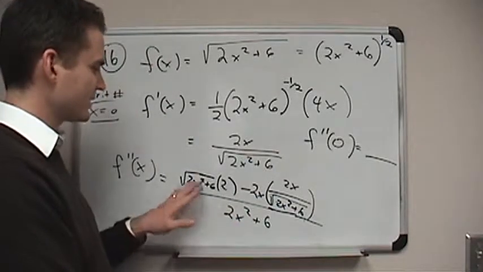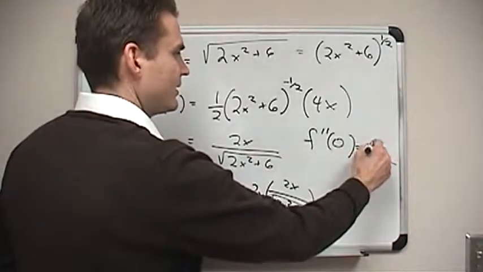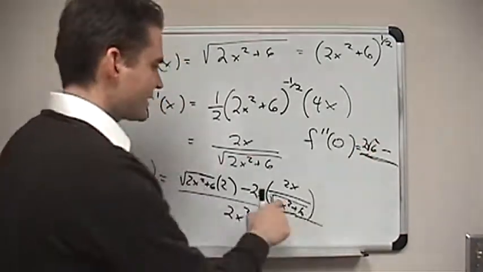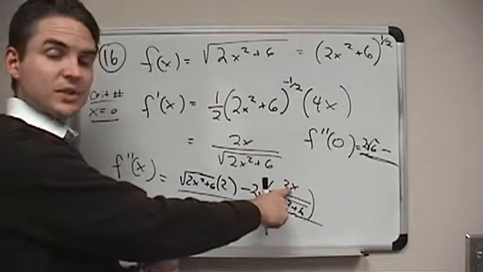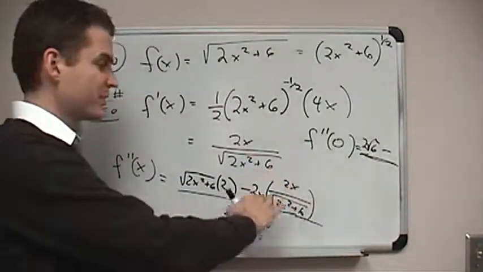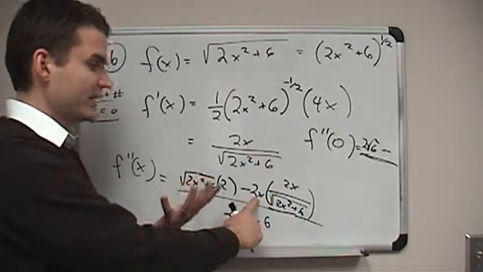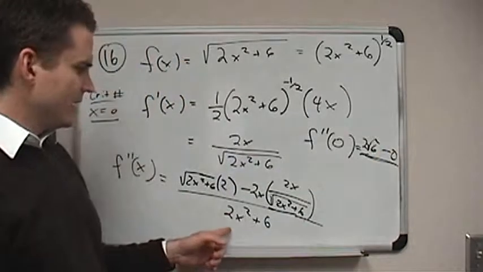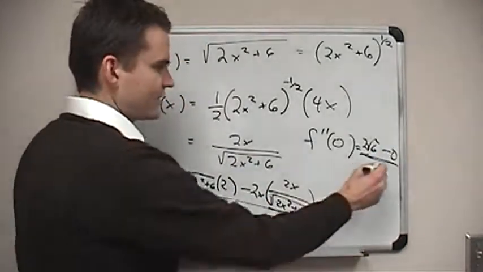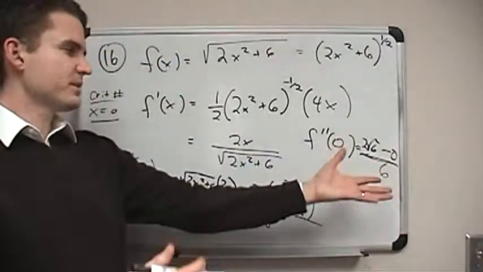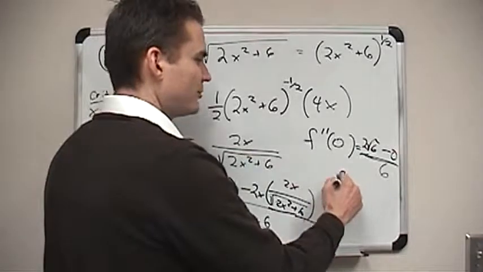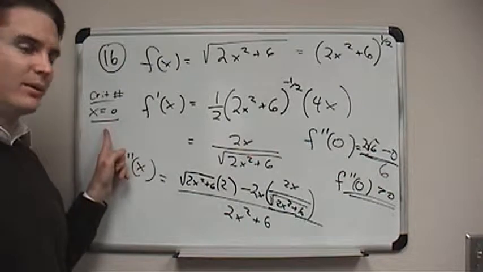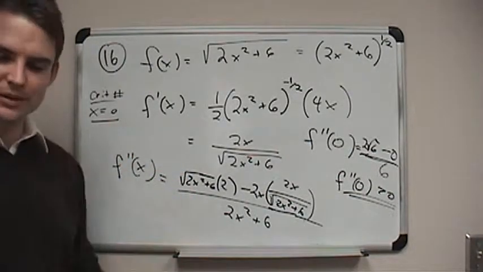If I put 0 in for x, I'll just get the square root of 6, times 2, so 2 square root of 6, minus, well, if I put 0 in for x here, there's some zeros in the numerator, so that whole expression is going to turn out to be 0, right? For instance, negative 2 times 0 times anything else is 0, so that's all 0. And if I put 0 in here, in the denominator for x, I'll get just 6. So it's 2 square root of 6 over 6, but more importantly, the second derivative is positive. So that means when x is 0, we will have a relative minimum. That's the second derivative test.